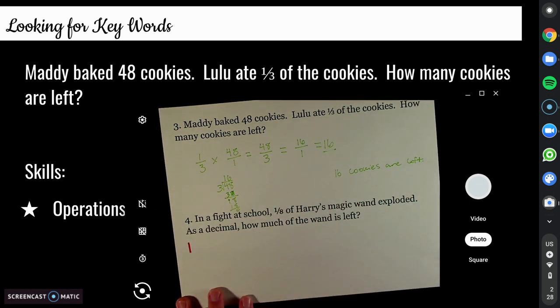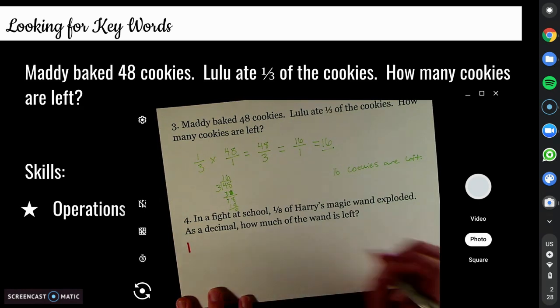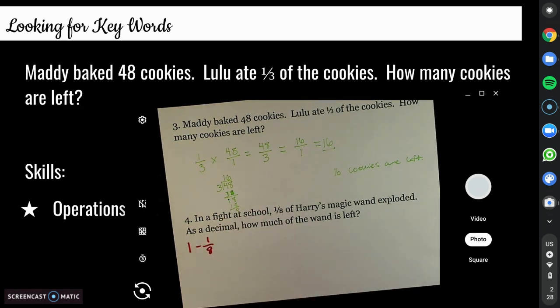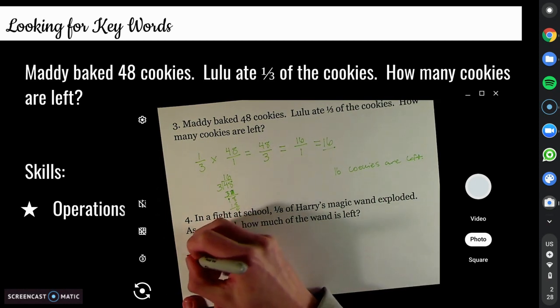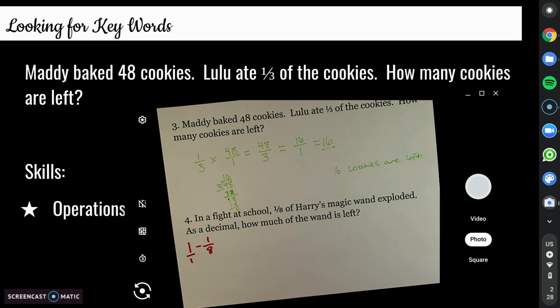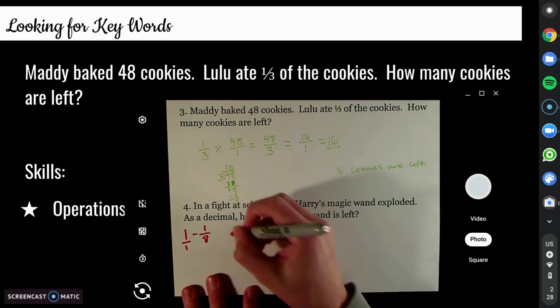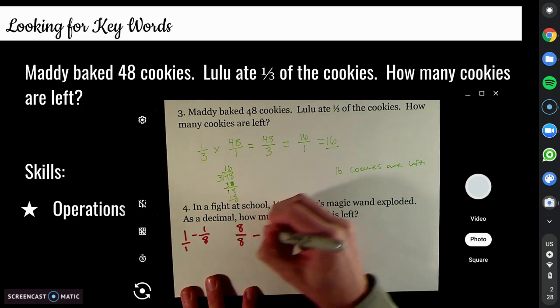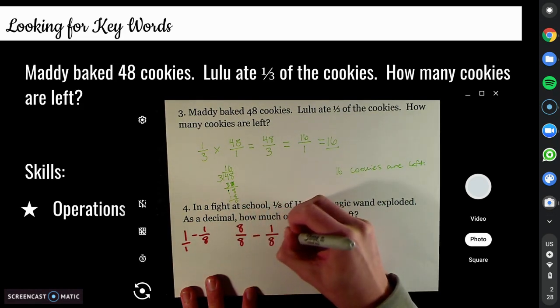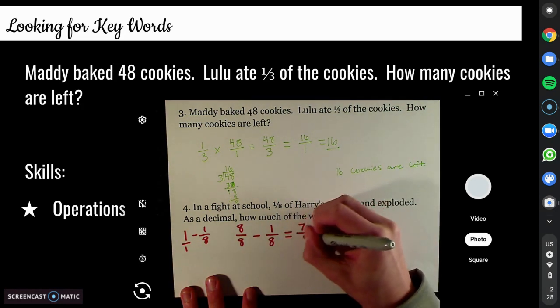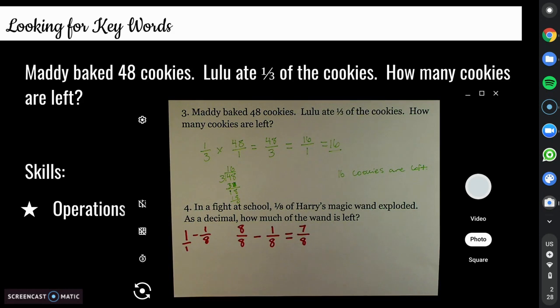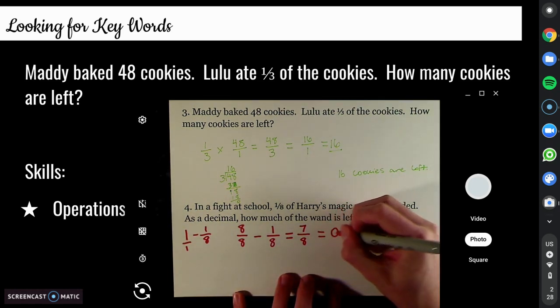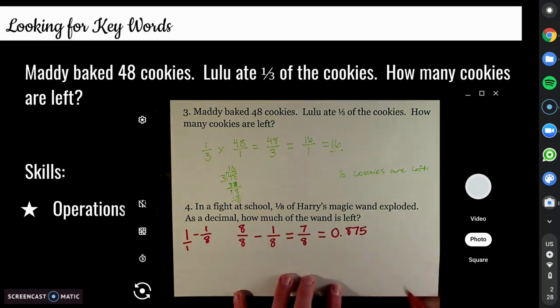So he had 1. And then 1/8 of it exploded. So we can subtract 1/8. To do that though, we need to change all our numbers into fractions, and they need to have common denominators. 8/8 minus 1/8 equals 7/8. We're not done yet, okay, because the question asks for our final answer as a decimal. You can convert that and get 0.875.